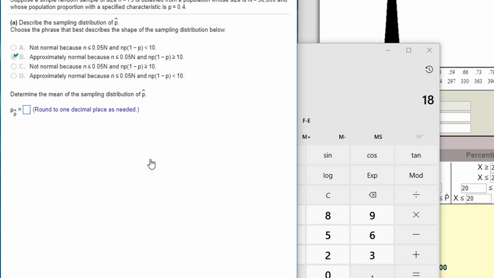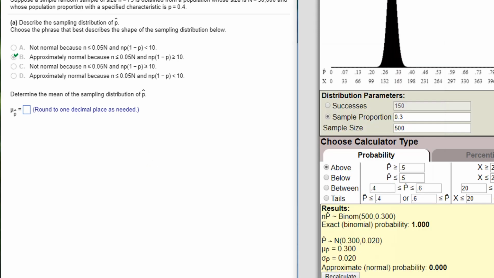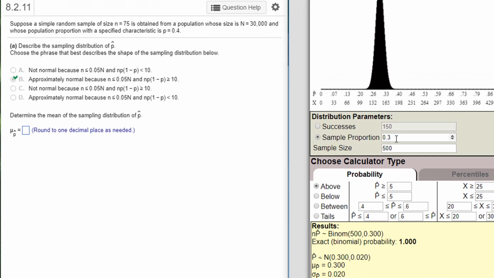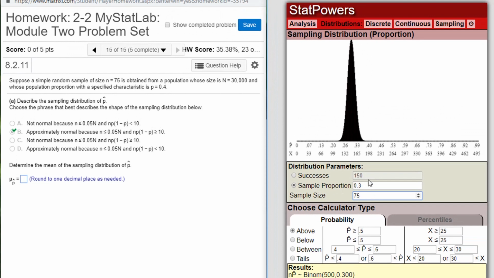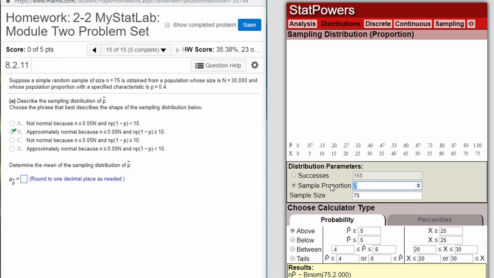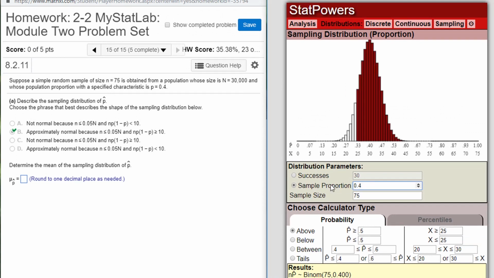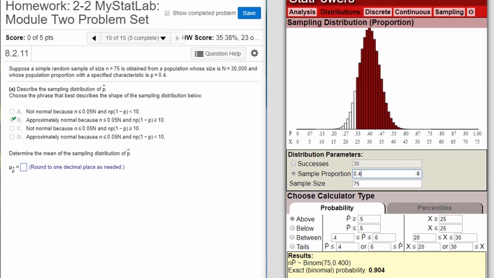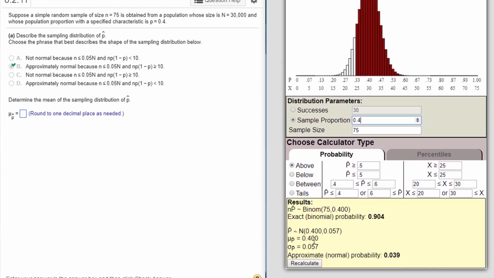And then let's see, the sampling distribution of p hat. Okay, so we're going to put in a sample size of 75 and a sample proportion of 0.4. Actually the picture that comes up is a binomial distribution, but down below I've got my distribution. It says the sample proportion is approximately normal with a mean of 0.4 and a standard deviation of 0.057.